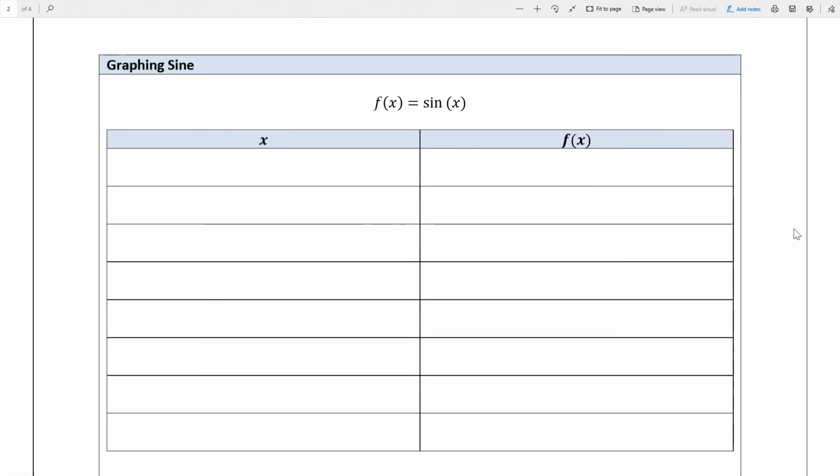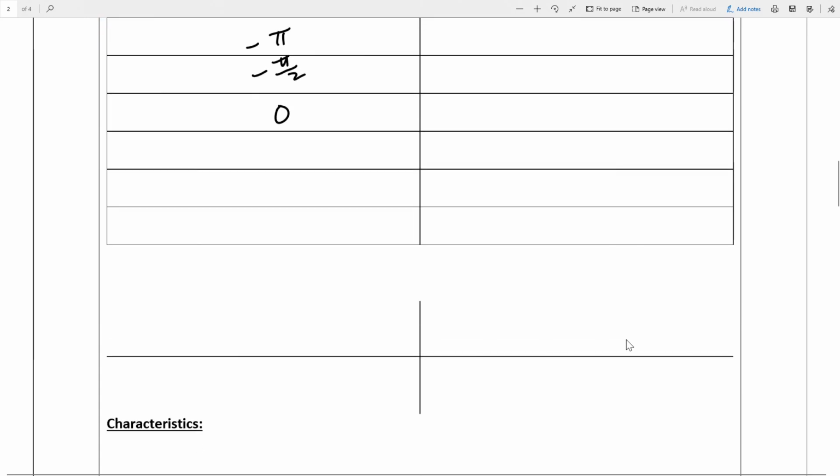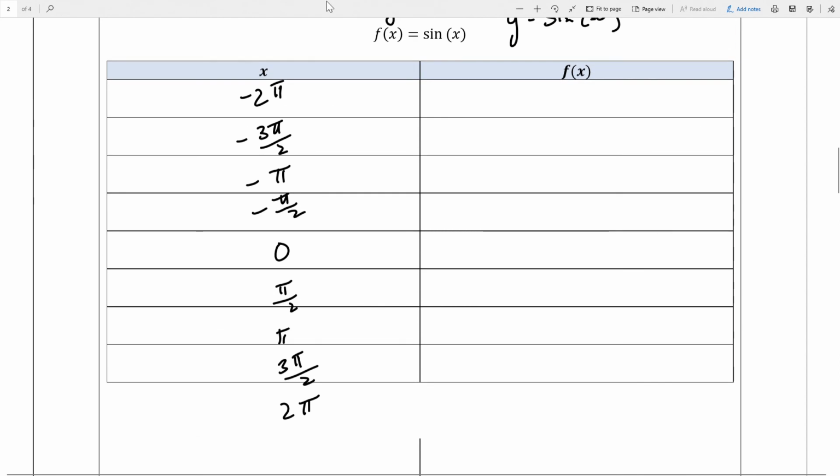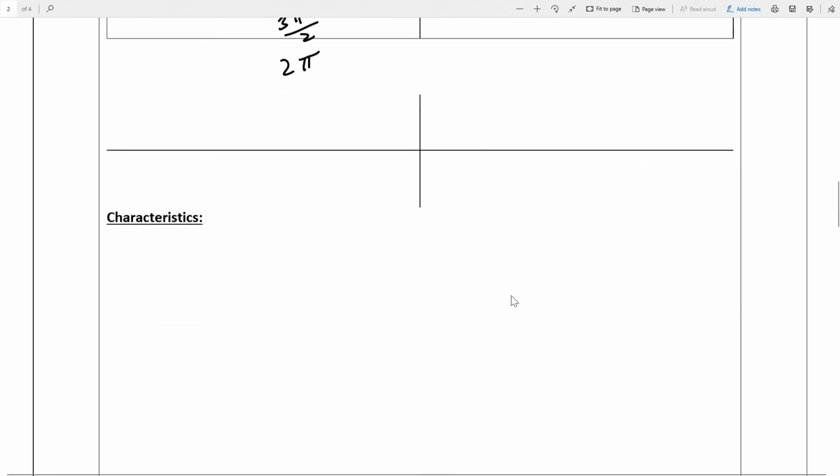So here, you're going to graph sine x. So again, f of x means y, so y equals sine x. Complete the table of values. I'm going to give you the x values. You're going to work with negative 2 pi, negative 3 pi over 2, negative pi over 2, 0, pi over 2, pi, 3 pi over 2, and 2 pi. Okay, so you can convert these to degrees if you want, and then find the y values for them. And then I want you to graph that here.